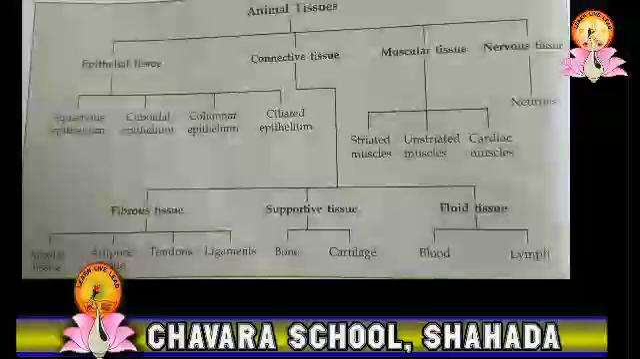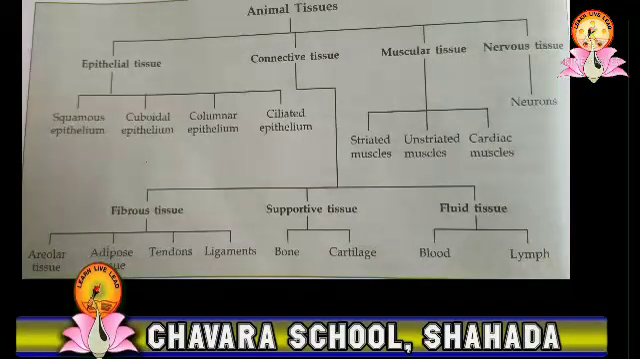Here we have completed the lesson and here is the flowchart for animal tissue. So let us revise all these types of animal tissue once again in short. Animal tissue mainly consists of 4 different categories. First is epithelial tissue, second is connective tissue, third is muscular tissue and fourth is nervous tissue. Epithelial tissue mainly consists of 4 subtypes based on its shape: squamous epithelium, cuboidal epithelium, columnar epithelium and ciliated epithelium.